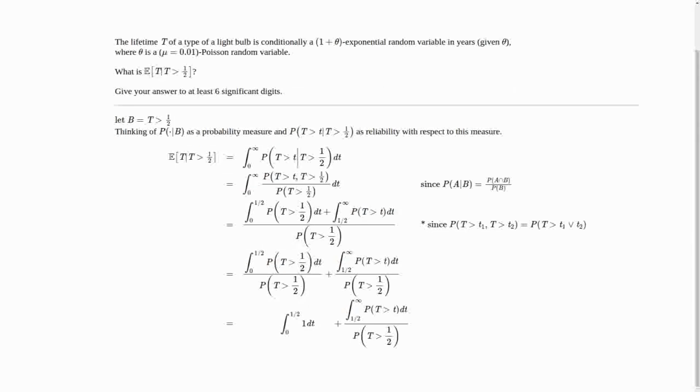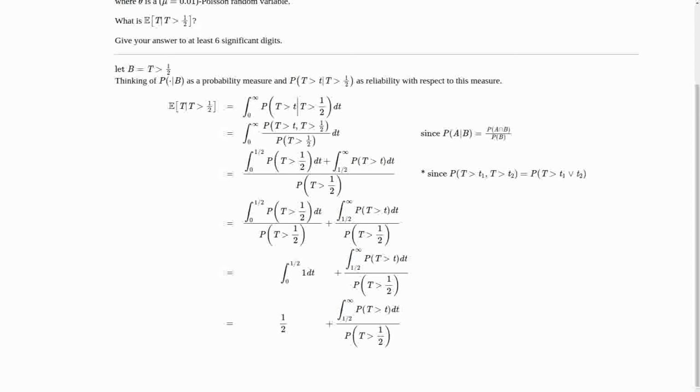Now for the first integral, we have the integral from 0 to 1/2 of the probability that T is greater than 1/2 over the probability that T is greater than 1/2. There's no little t in that integral, so that could just come out, and we're left with 1/2 times the probability that T is greater than 1/2 over the probability that T is greater than 1/2, which of course is just 1/2. The second integral is a little more complicated. It is the integral from 1/2 up to infinity of the probability that T is greater than little t over the probability that T is greater than 1/2.